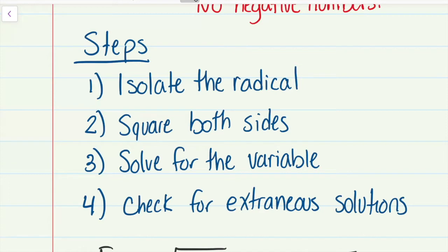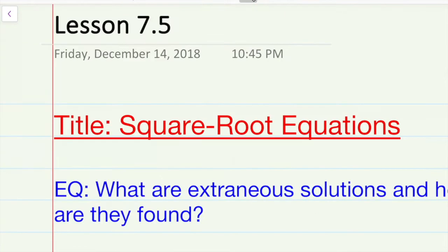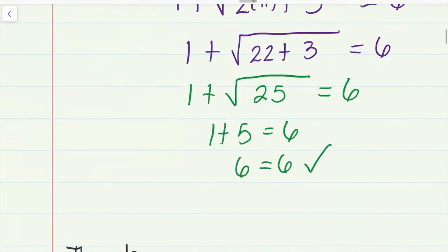You want the square root to be by itself because once it is alone, you're going to square both sides and that radical is going to be gone. And then you're going to solve for the variable that's left. And finally, very important, a big vocabulary word, check for extraneous solutions. I'm going to tell you in a moment what that is. So let's go ahead and get started with today's problem.